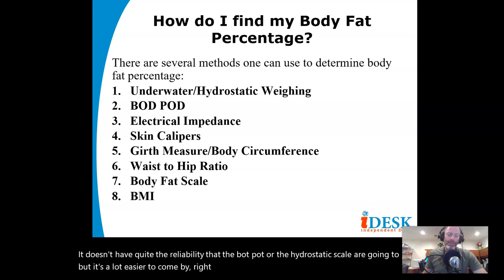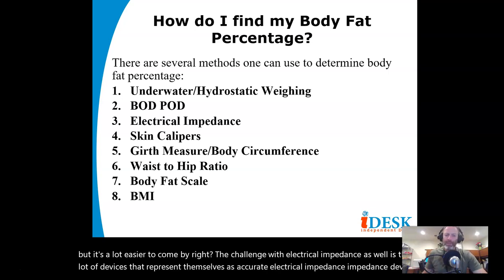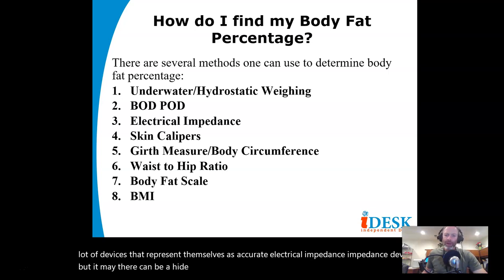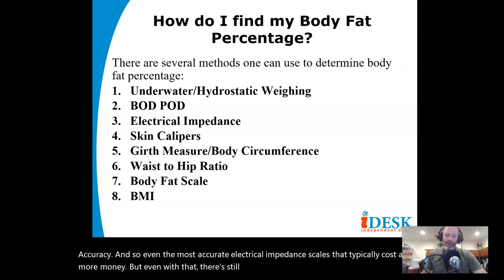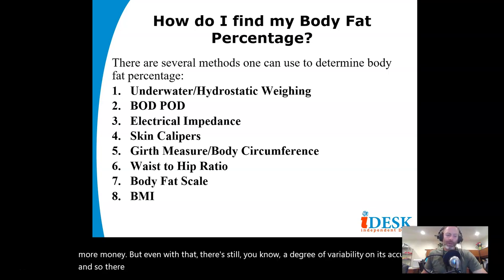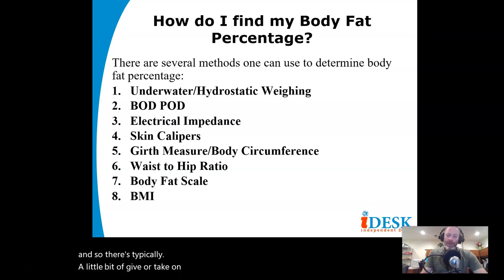The challenge with electrical impedance as well is there are a lot of devices that represent themselves as accurate electrical impedance devices, but there can be a high degree of variability in accuracy. Even the most accurate electrical impedance scales typically cost a lot more money. Even with that, there's still a degree of variability in its accuracy, so there's typically a little bit of give or take on what that measurement ends up being.